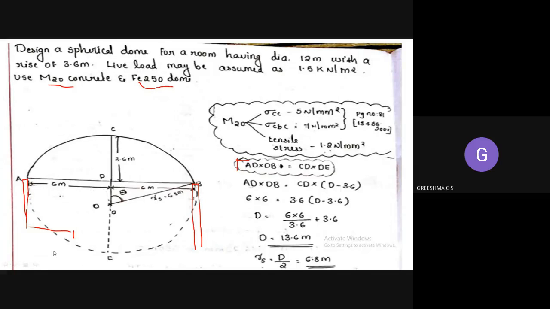By the principle of chords, this is one chord, AB. By the property of the circle, you can write that AD into DB is equal to CD into DE. You can see this is point DE, at the bottom.